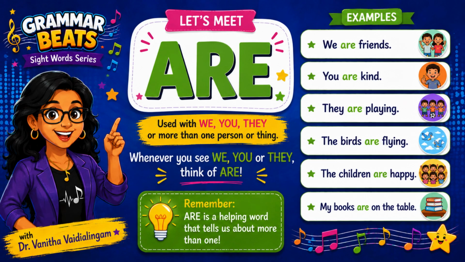The verb be takes the form of are when used with we, you, they, or more than one person or thing. Whenever you see we, you, they think of are. Are is a verb that tells us there is more than one of the noun or pronoun. Example. We are friends. You are kind. They are playing. The birds are flying. The children are happy. My books are on the table.